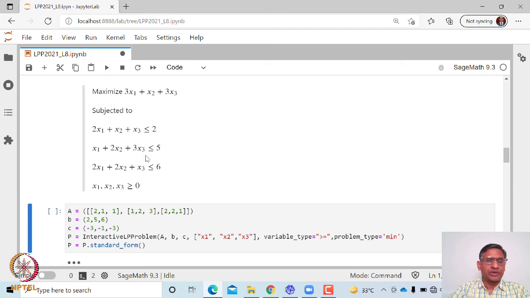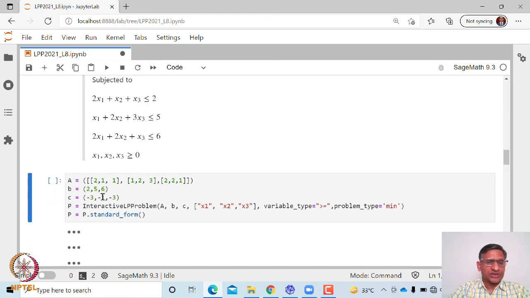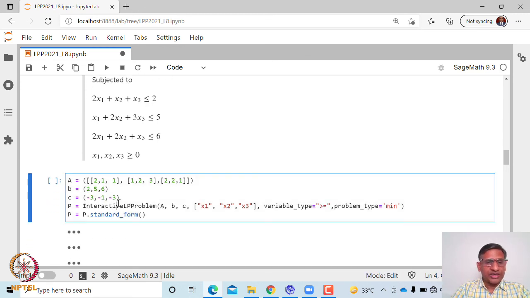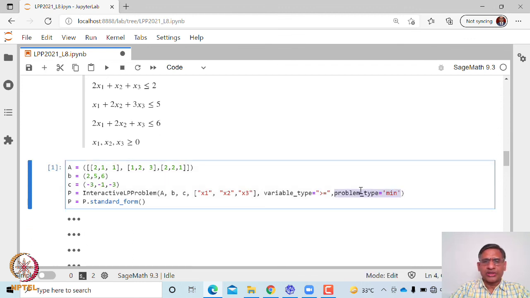So first we are going to convert this into standard form. So that will be minimization type. Therefore, the coefficient vector C is going to be negative 3, negative 1, negative 3. Right. So this we have seen earlier. So this is how we define the problem in standard form. This problem is minimization type. All the design variables are non-negative, and the variables are x1, x2, x3.